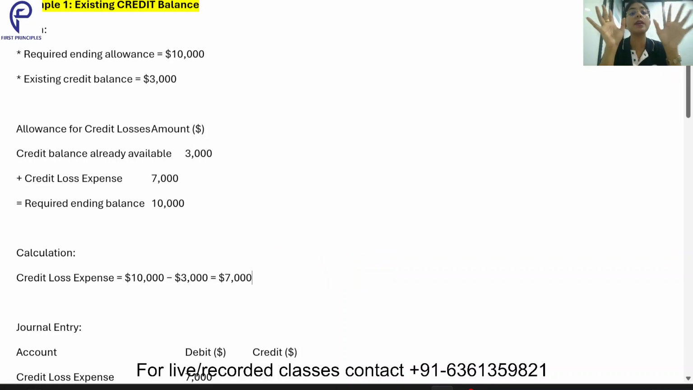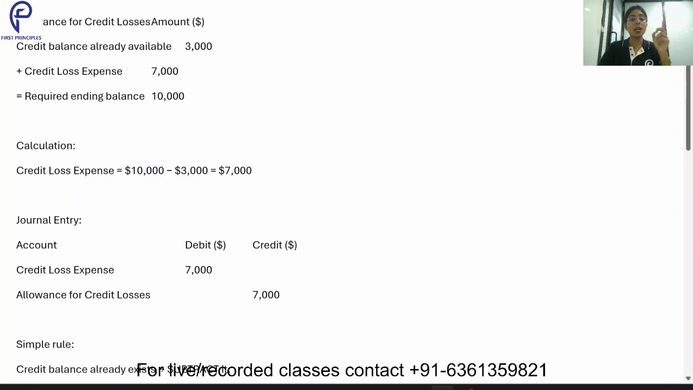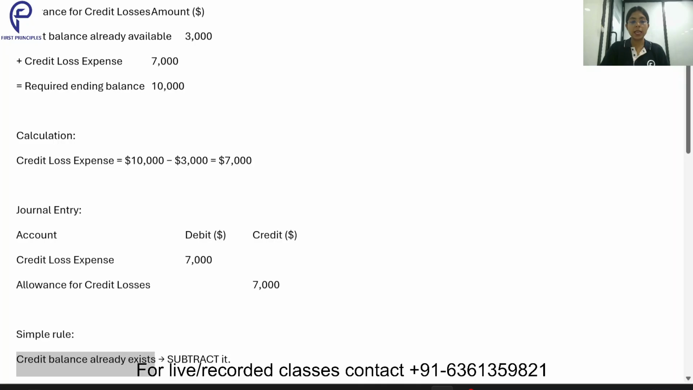So always remember, when there is an existing credit balance, from the required ending balance I will reduce the existing credit balance. So this will be my credit loss expense. And how do I record it? Debit the credit loss expense and credit the allowance for credit loss. That's how we have calculated it to 7,000 bucks. So, simple rule: if a credit balance already exists, we just have to subtract it. What do we subtract? We subtract the existing balance from my expected balance. Simple.